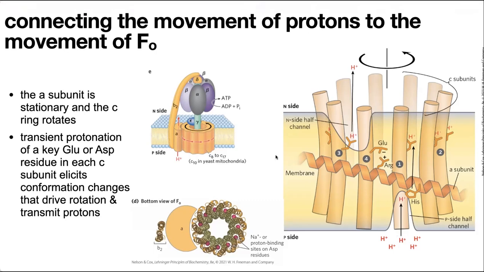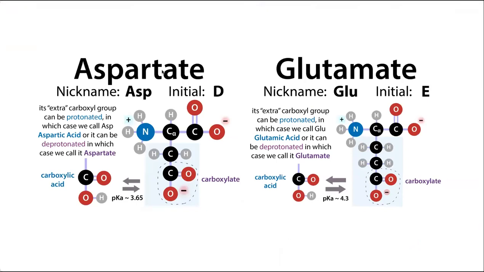And each of these is going to come into contact with the C ring. Different species have variable numbers of these C subunits. What's going to happen is each of these C subunits has a binding site for protons. This binding site is either going to be a glutamate or an aspartate, depending on the species. So remember that each of these can basically give and take protons. We typically think about them as having given up protons, but you can imagine that if there's a lot of protons around, then they're going to be protonated.